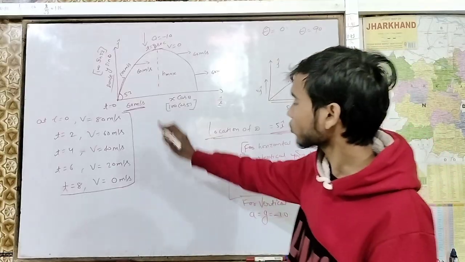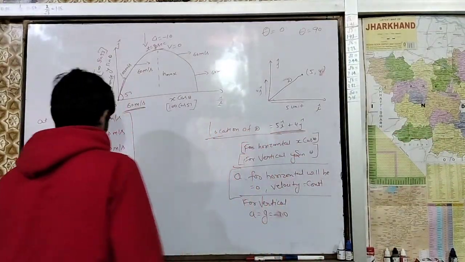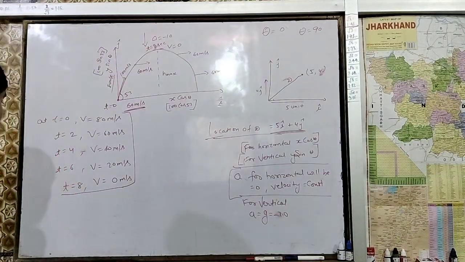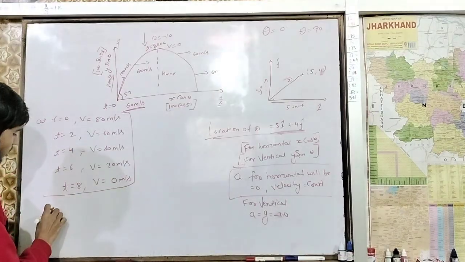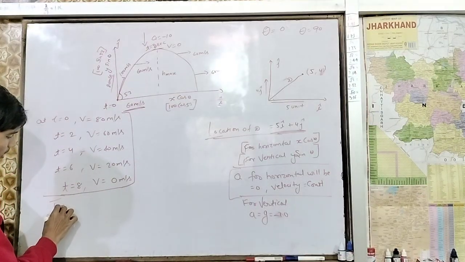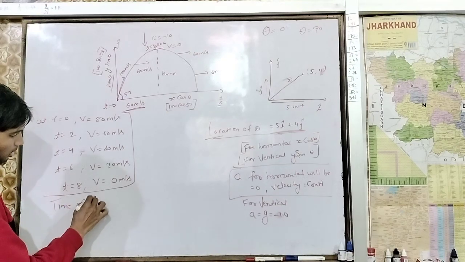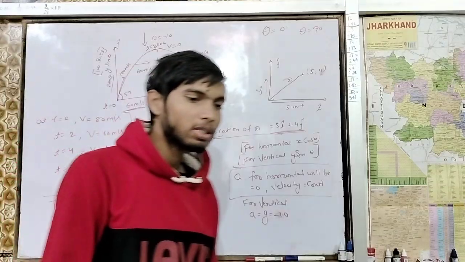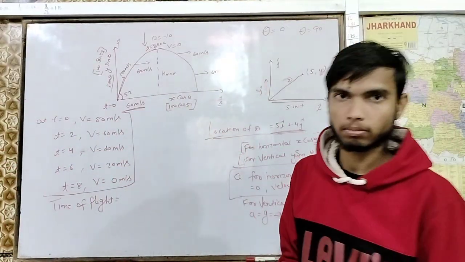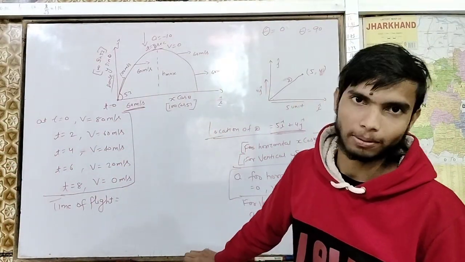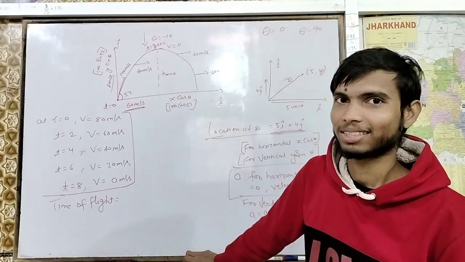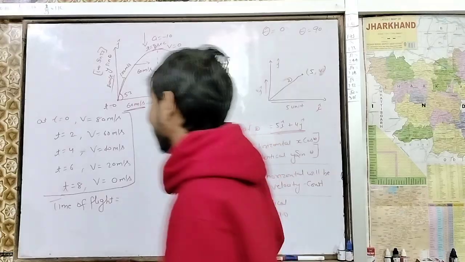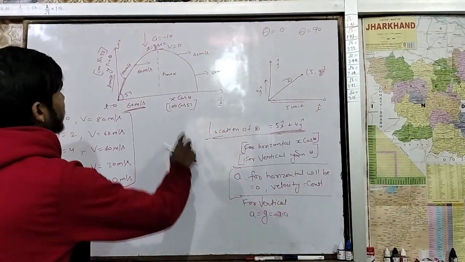Now tell me, you have understood how to calculate velocity. Okay. Now let's say time of flight. Time of flight means how much time this stone took to stay in air with some velocity. So you would say 12, not 12 but 16.